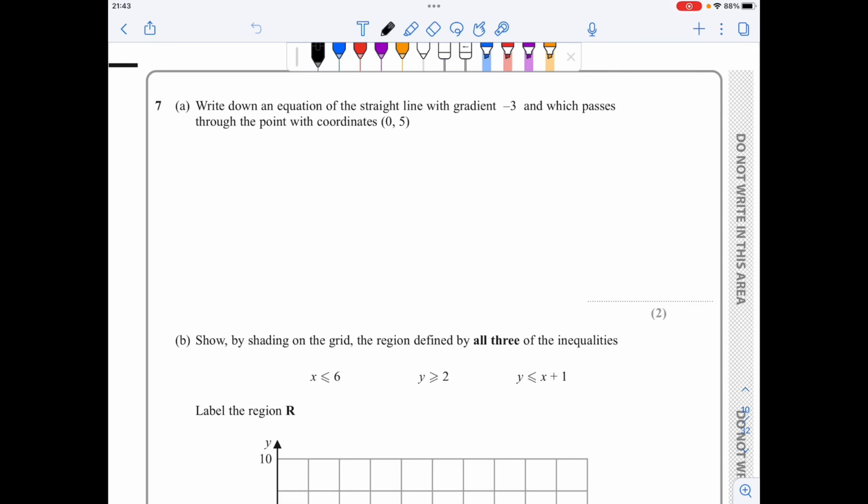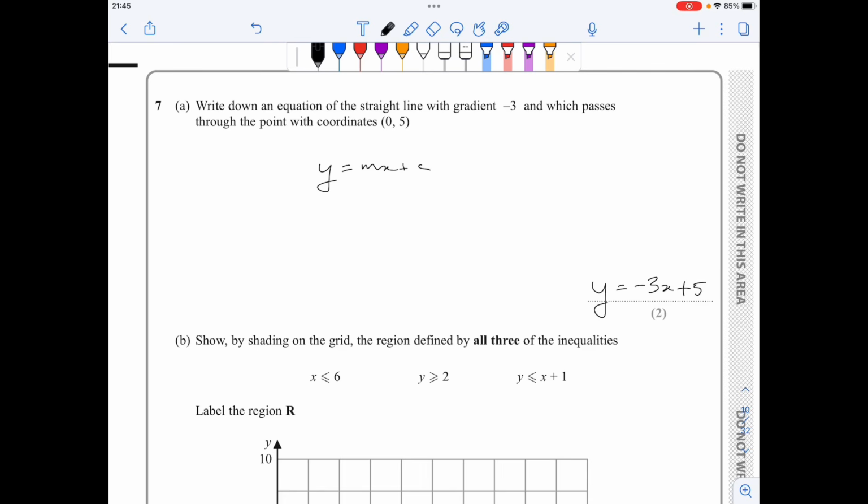For part A of question 7, the equation of any straight line is in the form y equals mx plus c. Now my gradient is minus 3, that's m. The y-intercept is 5, since the x-coordinate here is 0. So the equation of this straight line is y equals minus 3x plus 5.